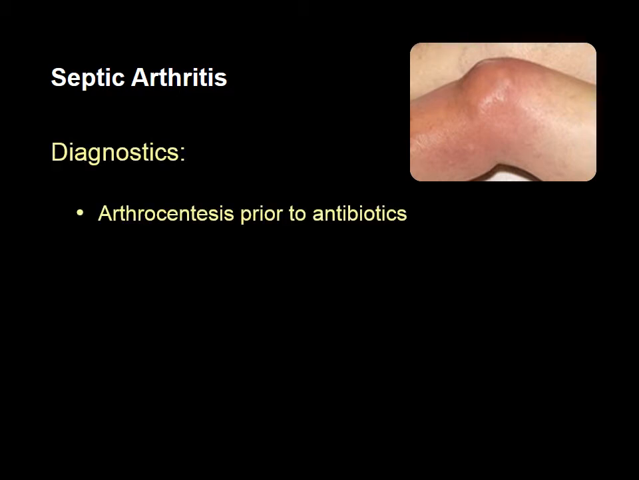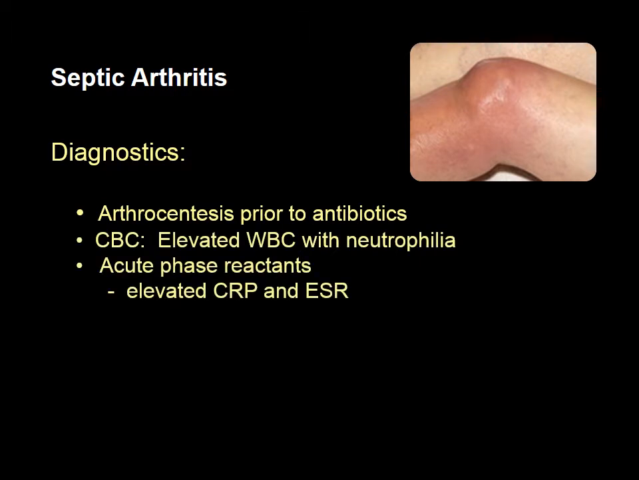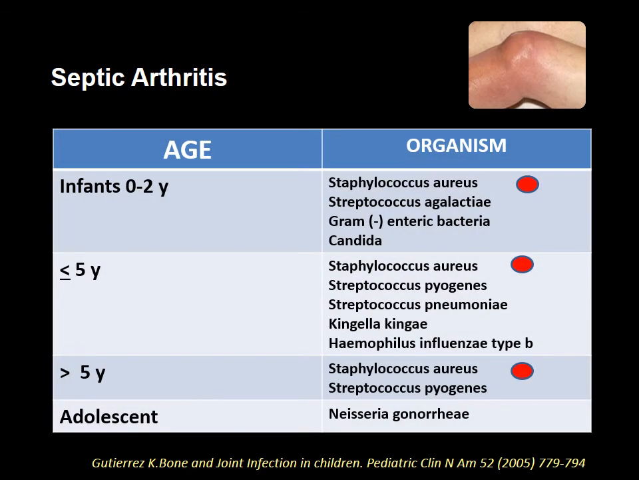Peripheral WBC count, ESR, and CRP are generally elevated. Blood and joint fluid should be obtained for aerobic and anaerobic cultures. Staphylococcus aureus is the most common cause in all age groups.